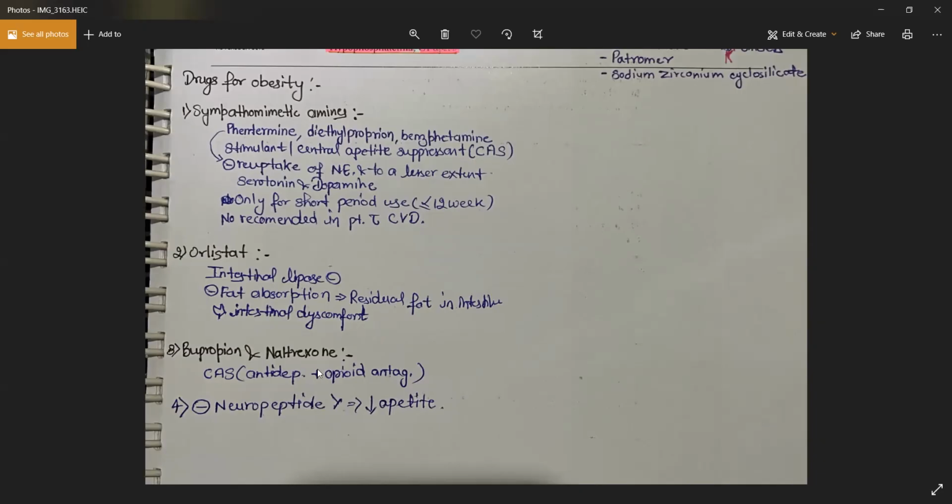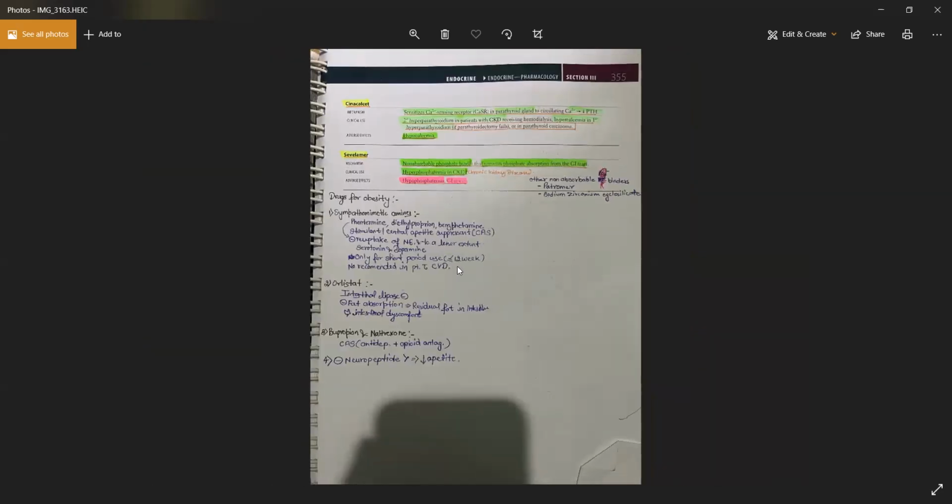Third are bupropion and naltrexone. The combination of these drugs is given, and they can also promote weight loss. And the fourth one are the inhibitors of neuropeptide Y. If you remember, neuropeptide Y causes an increase in appetite. If you inhibit neuropeptide Y, it can cause loss of appetite also. So these are the agents which are useful for obesity.